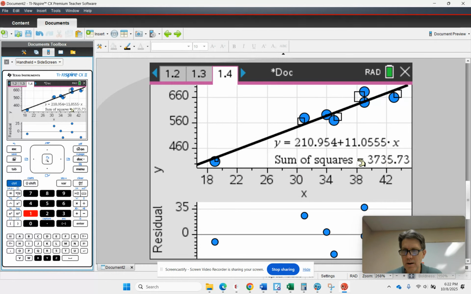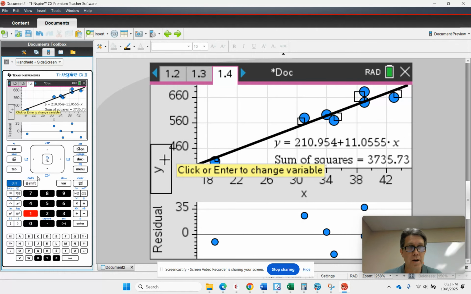It tells me the sum of squares is 3,735. That's the smallest it would be, because if that's the best fit line, I can't get the sum of those squares any smaller. If I were to take this line and draw the line through here, you see this square would be much bigger, because it's not the best fit line. So it makes the sum of those squares as small as possible.